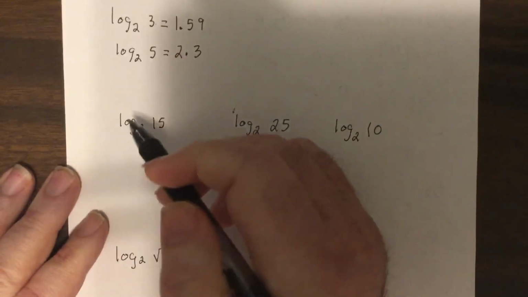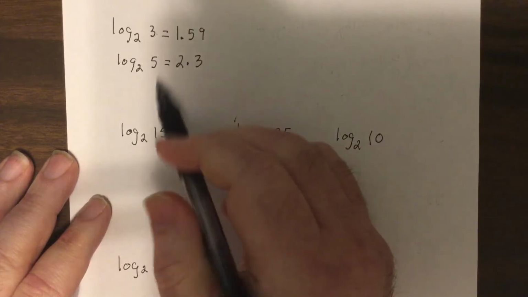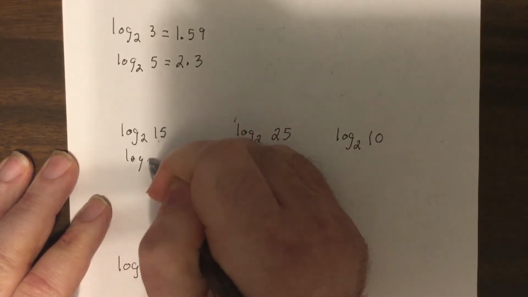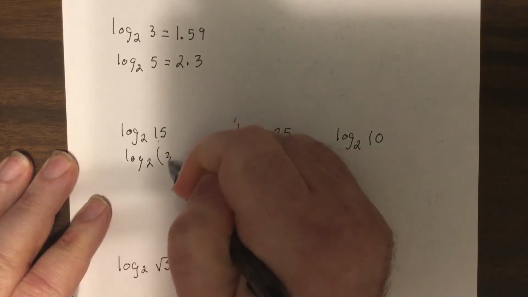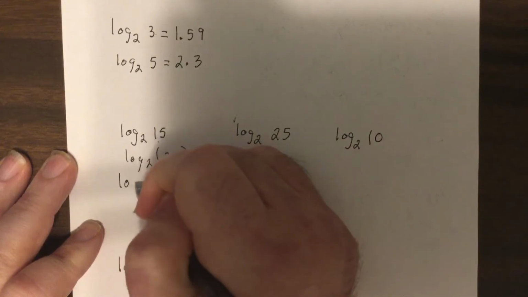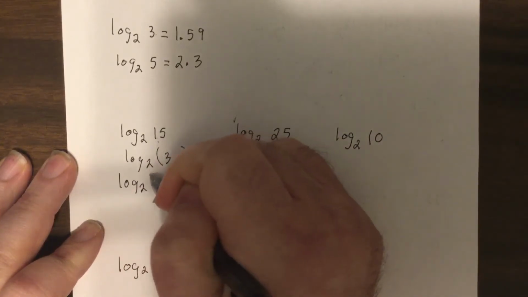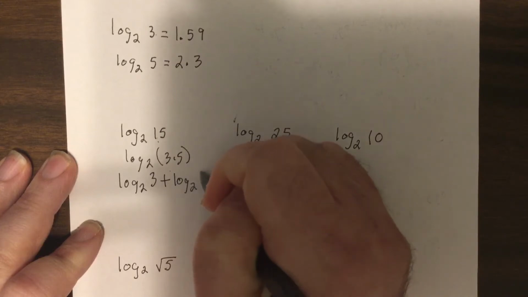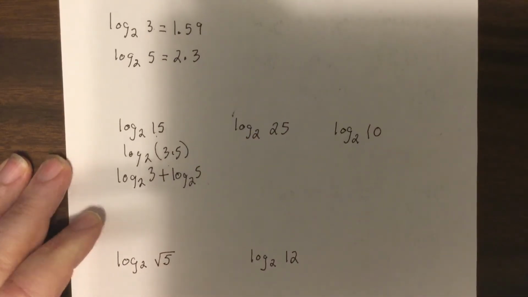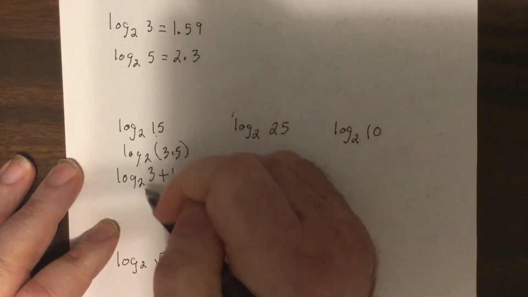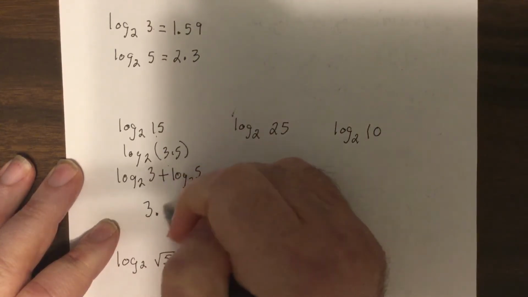Okay, how can I write 15 in terms of 3, 5, or 2? Well, that would be log base 2 of 3 times 5. The first law of logarithms says that you add the individual factors in each log. So it'd be 1.59 plus 2.3, so it'd be 3.89.